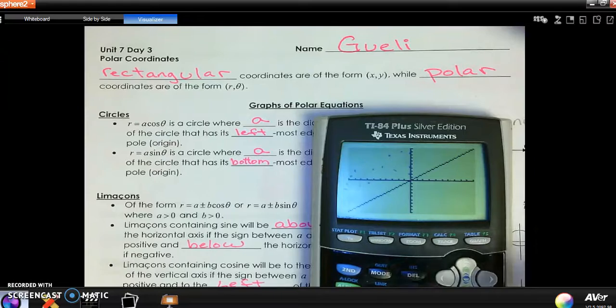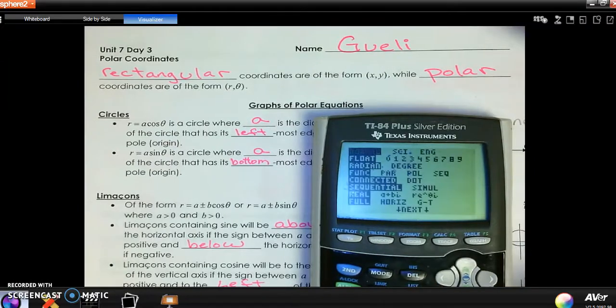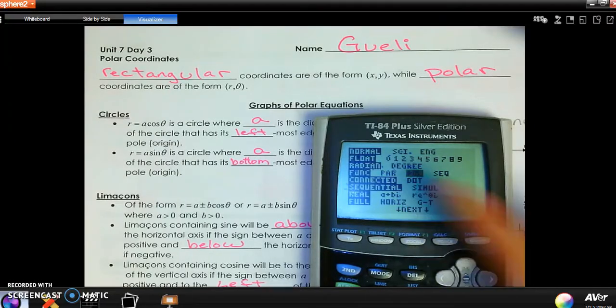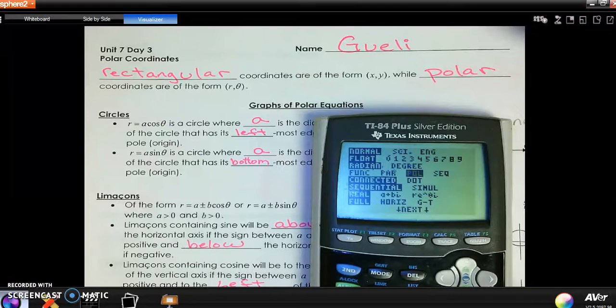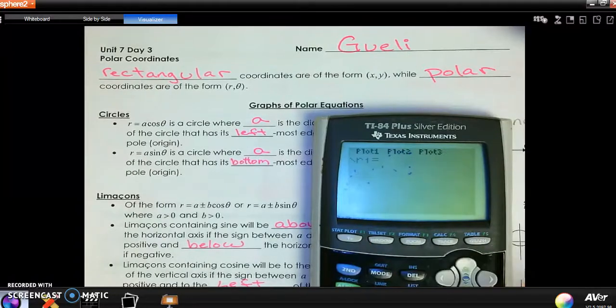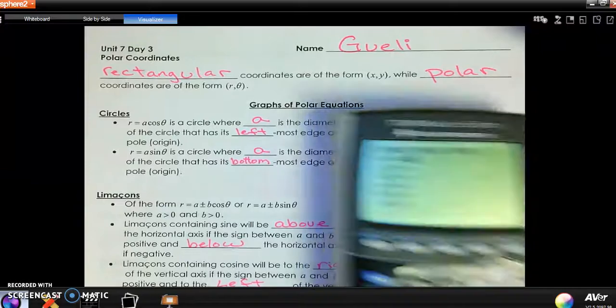Well, now what we're going to be doing is changing the mode of our calculator. We're going to go down to that fourth line and go over to where it says polar, P-O-L, and select that. And you'll notice when you quit, now when you hit your y equals, there will be r's there. And that r is for the radius.